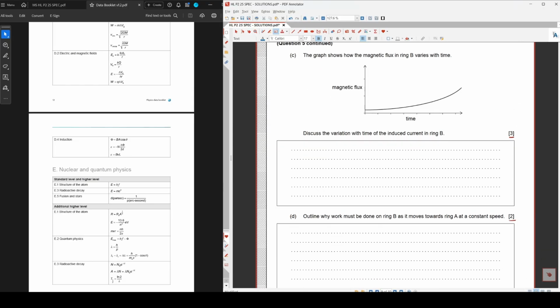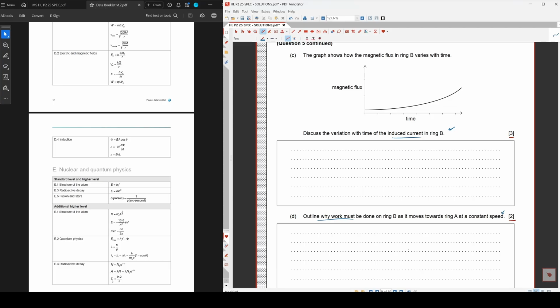Okay, now the graph shows how the magnetic flux in ring B varies with time. Discuss the variation with time and the induced current in ring B. Okay. For these two, and this one as well, there's two key things that you can always throw down if you see a random flux problem you're not sure about. This one, they're asking about how does the induced current change? So I'm thinking, why is there an induced current? How's it going to increase, decrease, whatever? And this one is like, why do you have to do work to make this happen? Which is a very Lenz's law-y question. That's like a common Lenz's law question. This one's about Faraday's law. This one's about Lenz's law.